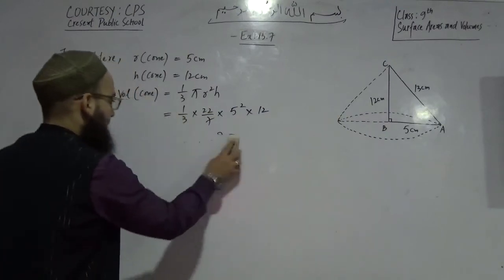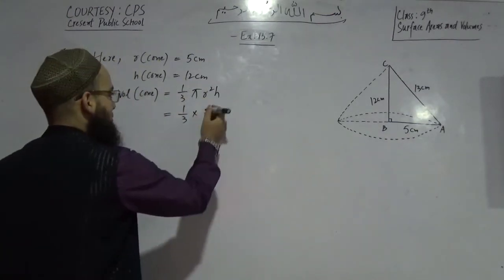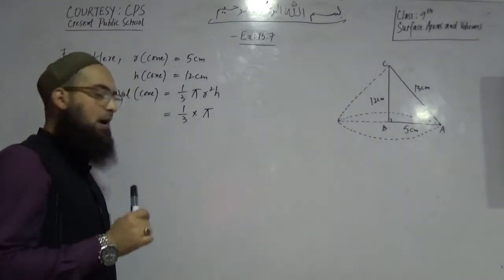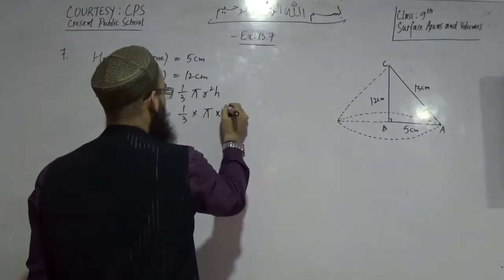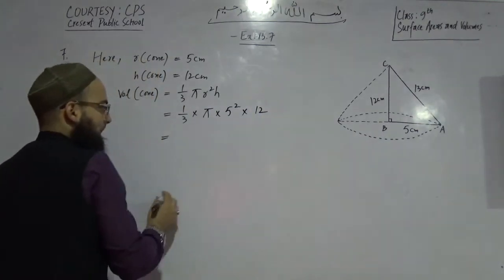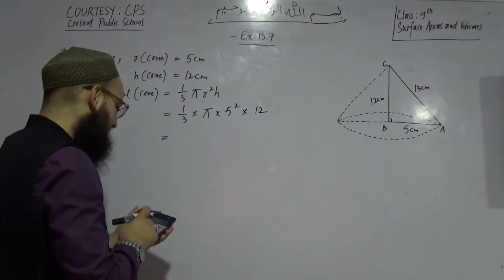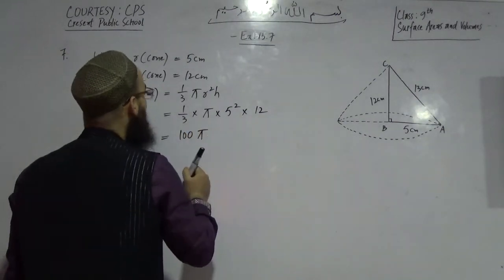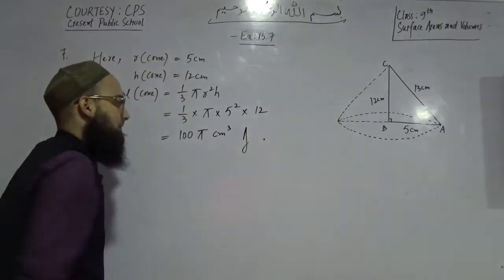Let me just do one thing. Keep pi as such. Do not give the value of pi because the answer is in terms of pi. So 1 by 3 times pi times 5 square times height 12. Now solve the rest of this. You'll get 5 squared is 25, 25 times 12, that will give 300 divided by 3 and that's 100. So you have 100 pi cubic centimeter. And that's your answer.